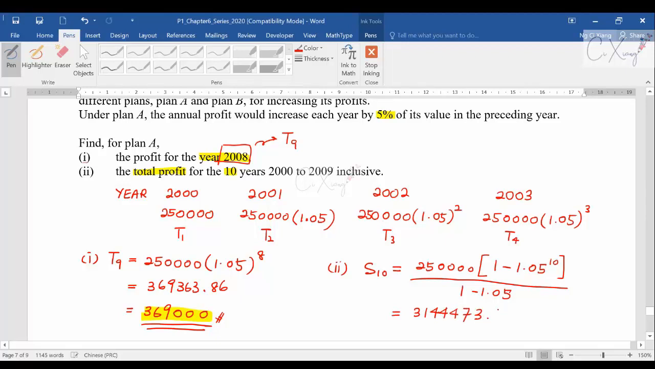And again, I will round it off to 3 significant figures, which will become 3,140,000.